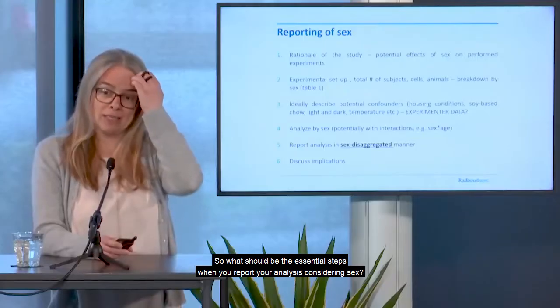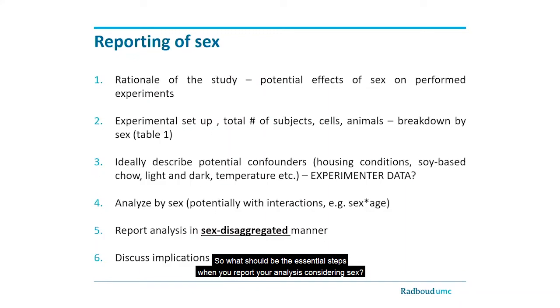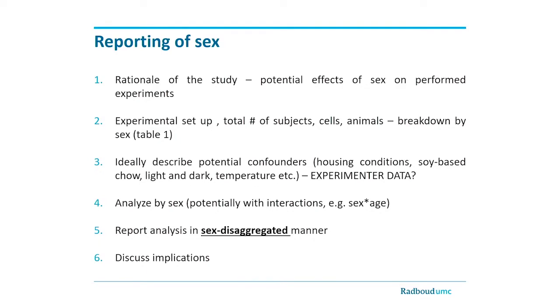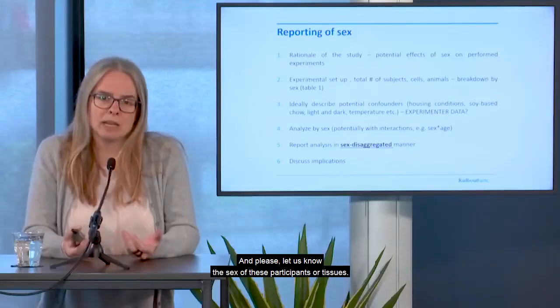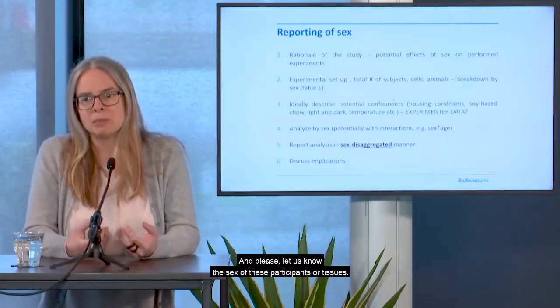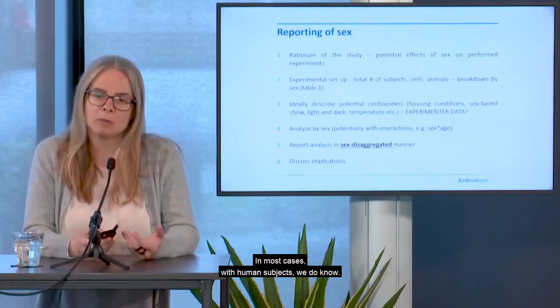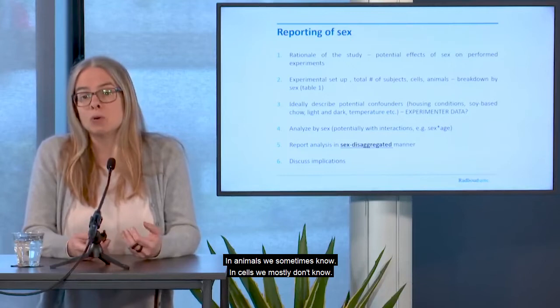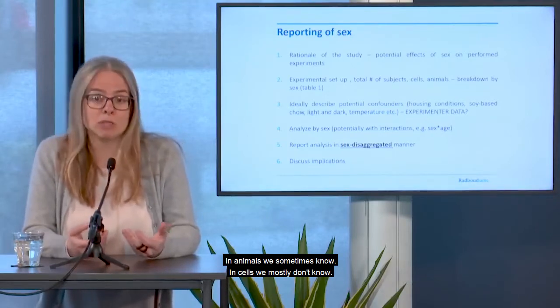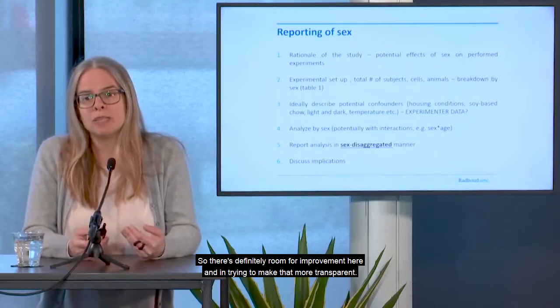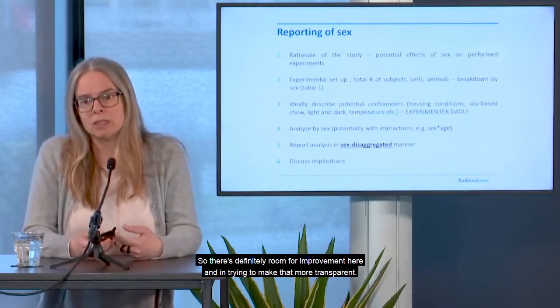So what should be the essential steps when you report your analysis considering sex? Well, first of all, we would like to know the rationale of the study. So why are you doing this really? Why are you analyzing sex, or why are you not analyzing sex? The second step should be, we would like to know how the experiment is set up. So how many subjects or cells or animals are being used, and please let us know the sex of these participants or tissues. In most cases with human subjects, we do know. In animals, we sometimes know, and in cells, we mostly don't know. So there's definitely room for improvement here in trying to make that more transparent.